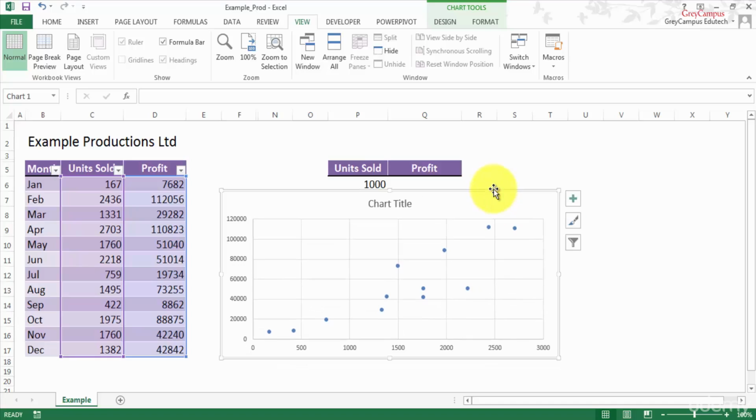So we plot a chart like this, and I see 12 months of different observations. These are the units sold and this is the profit made, and I see that there is a positive trend. The more units you have sold, the more profit you have made. That is very natural also. So he wanted to get some speculation done based on this data.